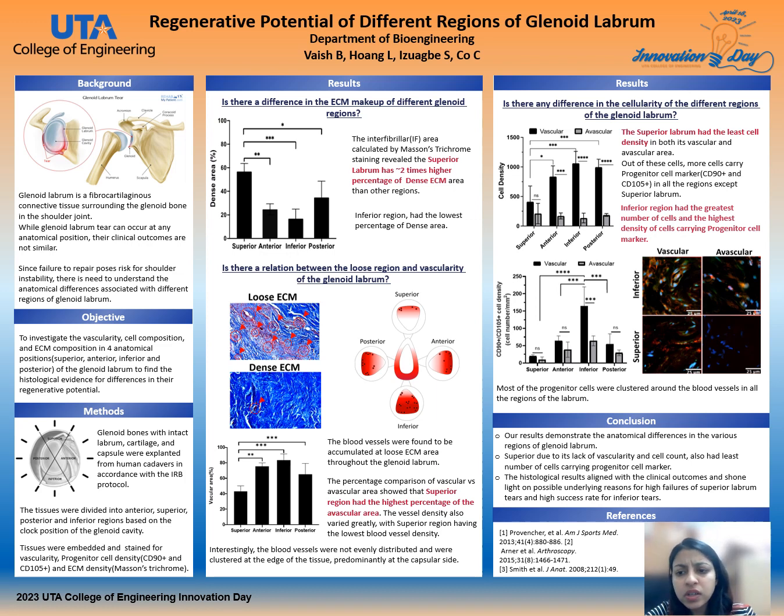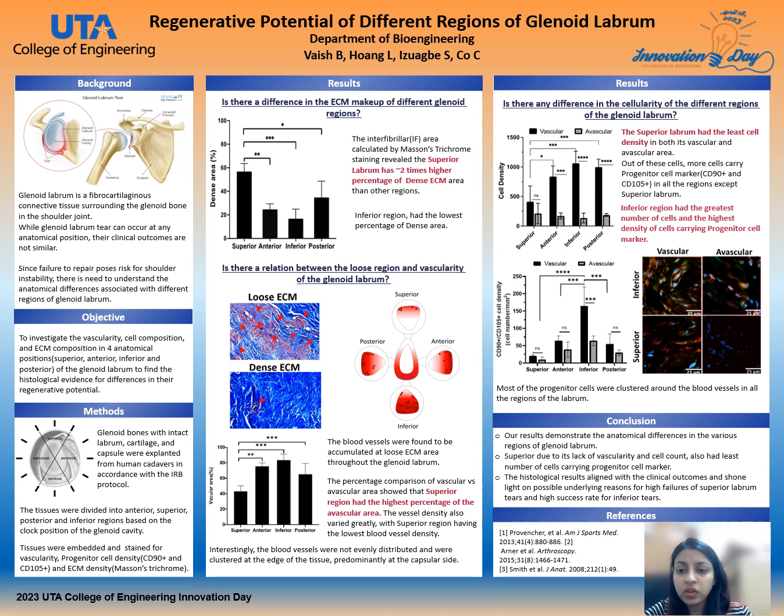When we looked closer at these ECM areas, we saw that the majority of the blood vessels were associated with the loose ECM area of the tissue, whereas in the dense ECM area, there were hardly any blood vessels. In fact, when we mapped out these vascular areas, we found that the superior region had the lowest vascular density and the inferior region had the highest vascular density.